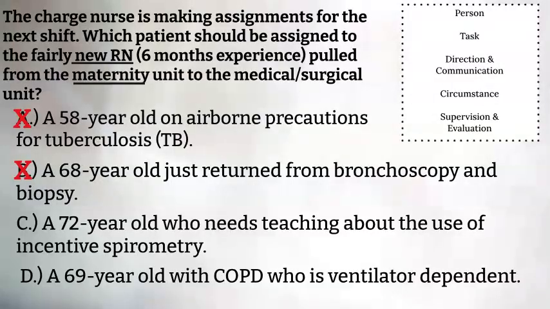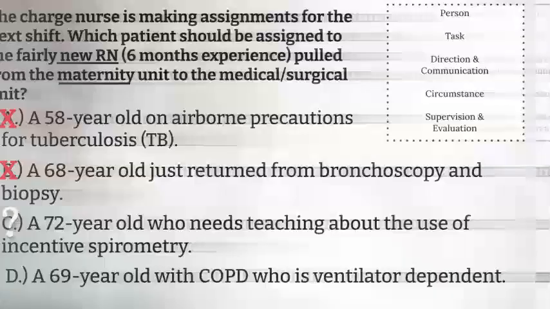Option C. A 72-year-old who needs teaching about the use of incentive spirometry. In this case, she meets the criteria to care for this patient. She's the right person because this is within her scope of practice. She has the right experience because she's taken care of mamas who've had cesarean section births, so she knows quite a bit about teaching the use of incentive spirometry. So we'll mark this one with a question mark until we review the last option.